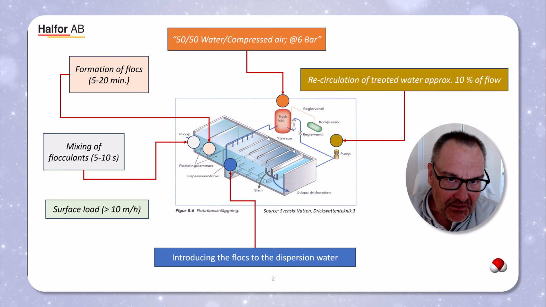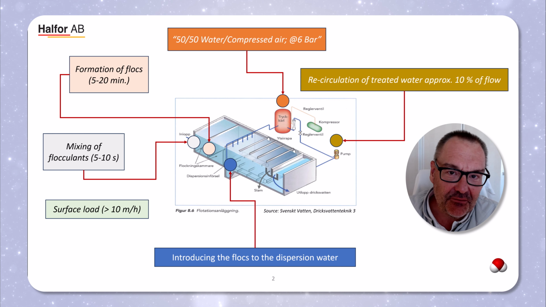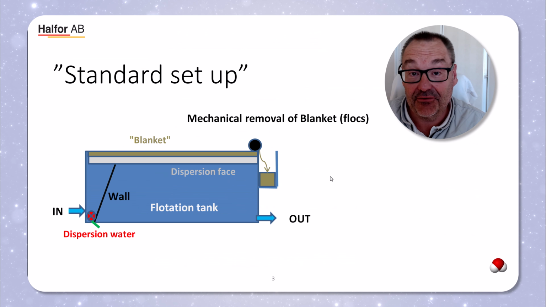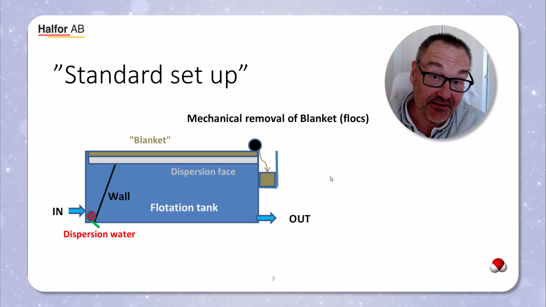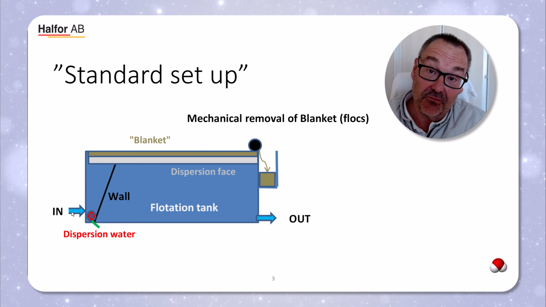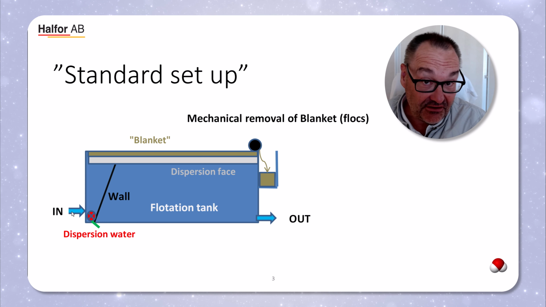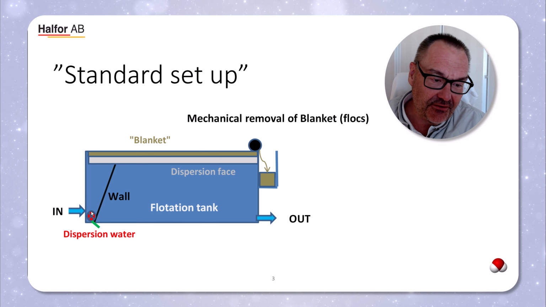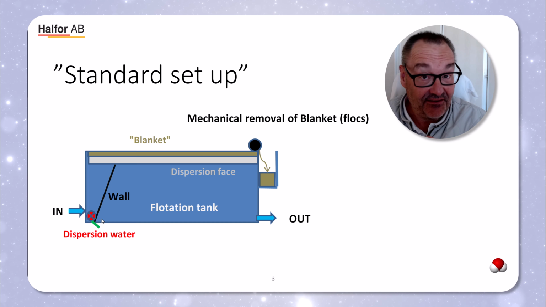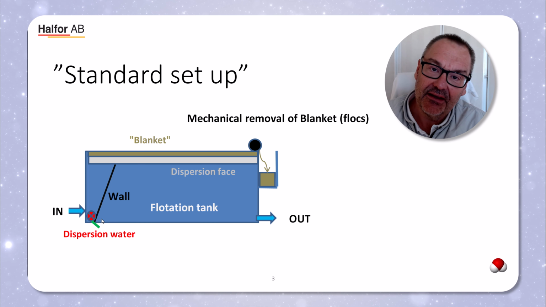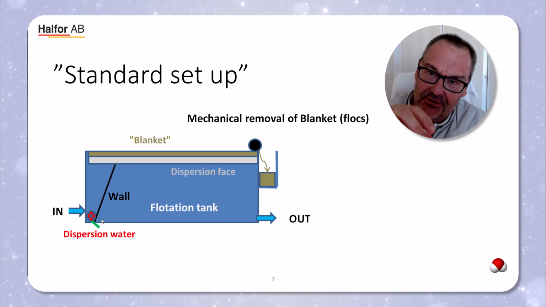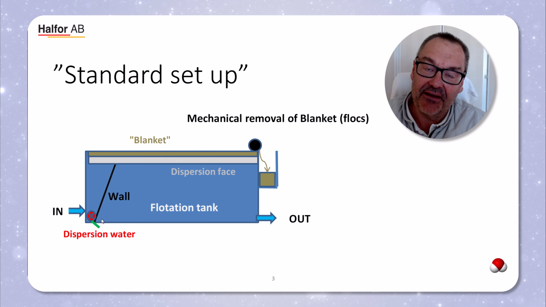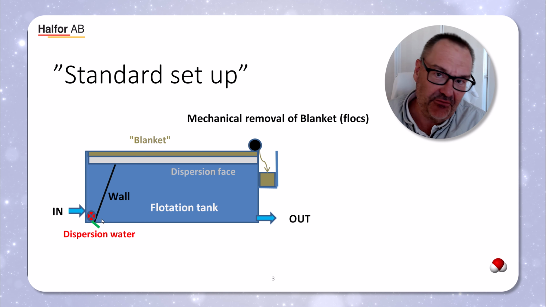With that, let's go to the next slide in more detail. A very principal standard setup of a flotation unit will look something like this. You have the incoming water, which now carries the fluffy flocks that you want to remove. The flocks go into the dispersion chamber and meet the dispersion water, and when this pressurized air is released, it produces very, very fine bubbles that adhere to the flocks and lift them to the surface.